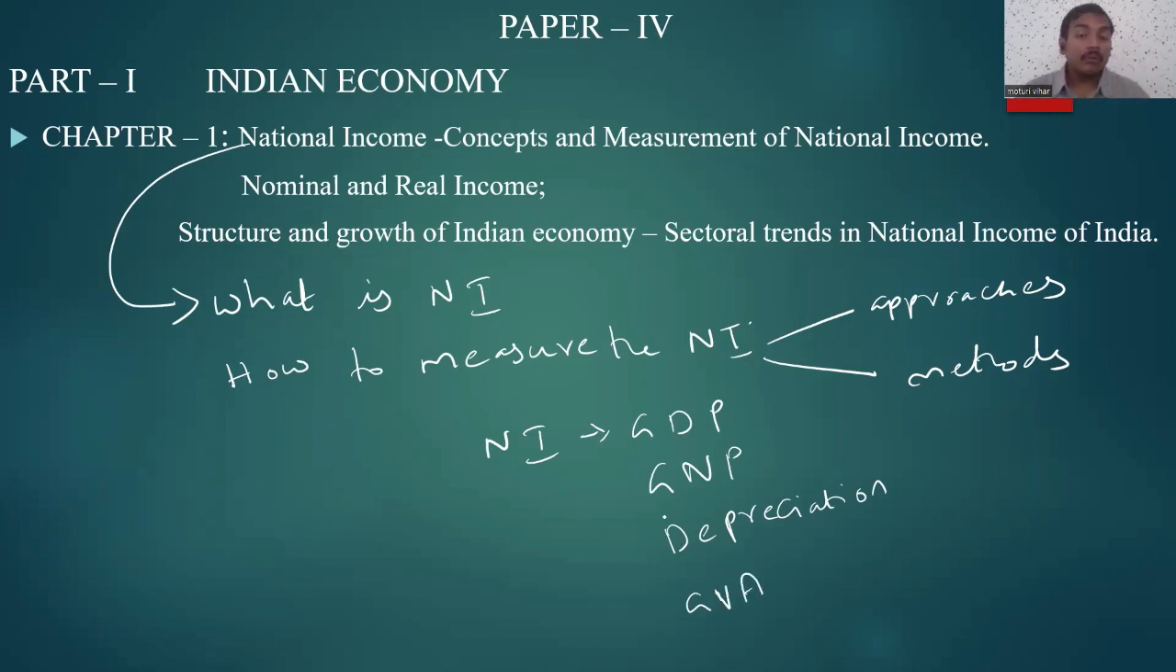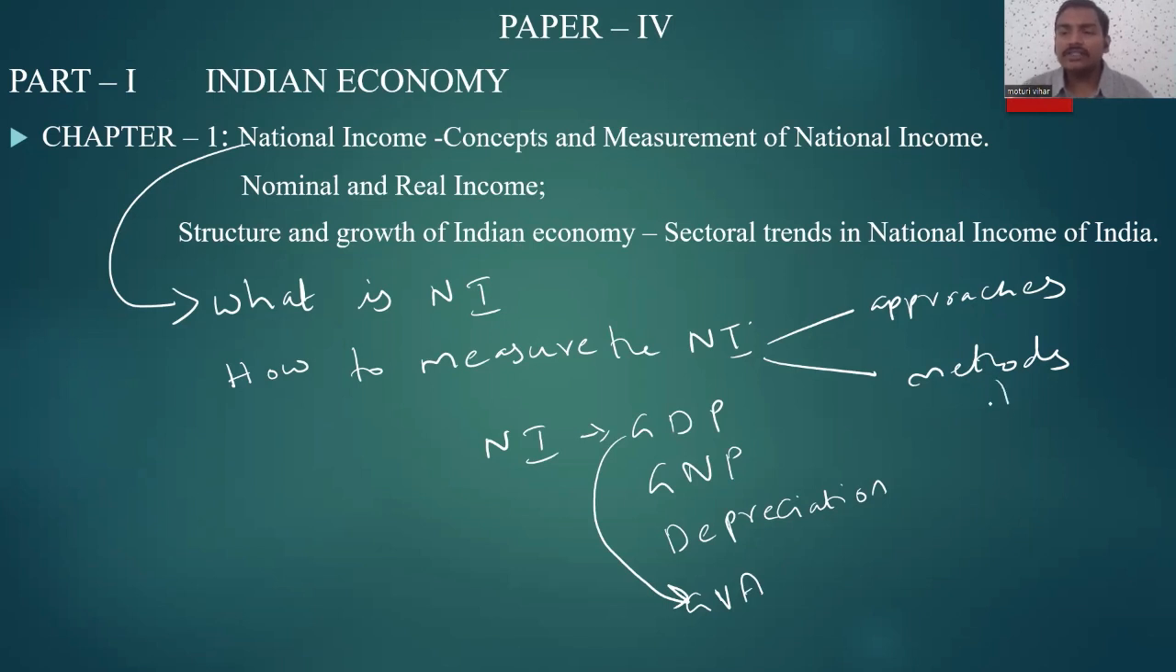Now, why did we shift from GDP to GVA? These are the things which we need to analyze and understand, because in answer writing the major part is analysis. Without analyzing the aspects, anybody cannot write anything in a proper way. So we need to focus on this. These are the different approaches for our national income.